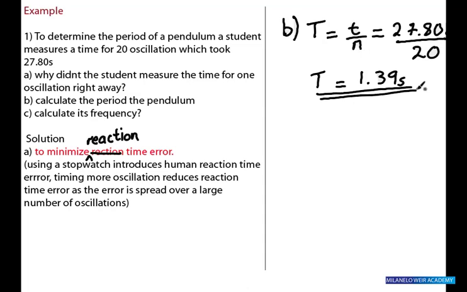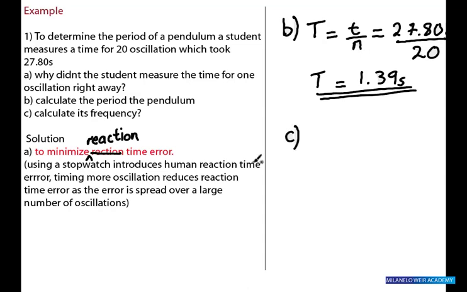So each and every oscillation takes this much time. So if we multiply this by 20, we should get 27.80, because there are 20 oscillations. Each of those oscillations takes this time here, 1.39 seconds. So that's it. Let's look at C.